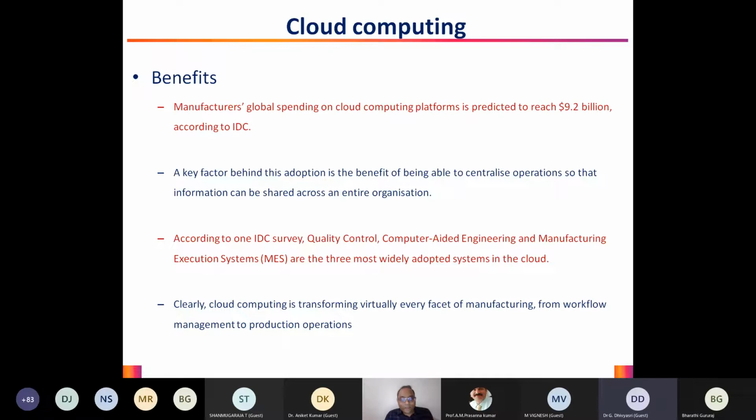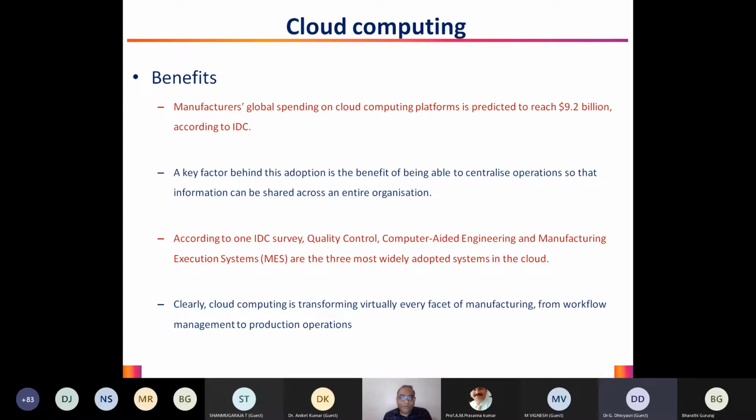IDC also says that the three driving industries that are shifting to more and more cloud spaces are quality control, computer aided engineering, and manufacturing execution systems. They are the three prominent technologies that are running behind cloud computing technologies. So clearly, cloud computing is transforming virtually every facet of manufacturing, right from workflow management to production operations.